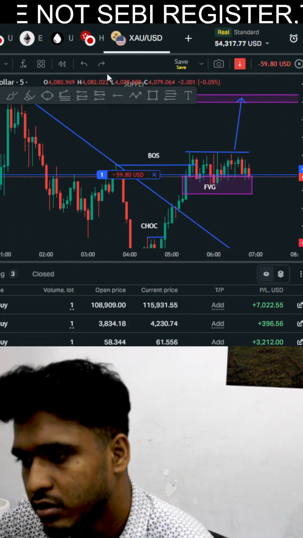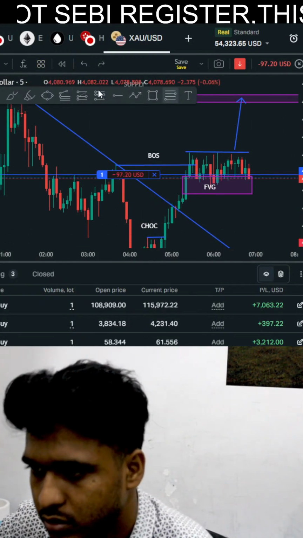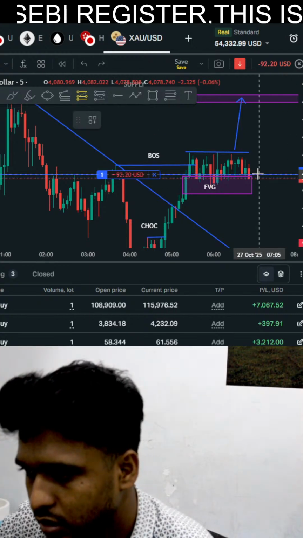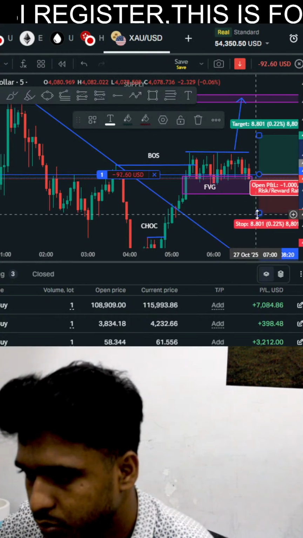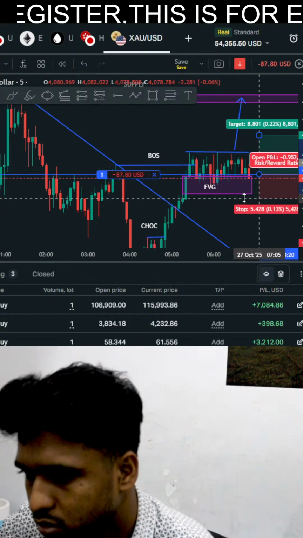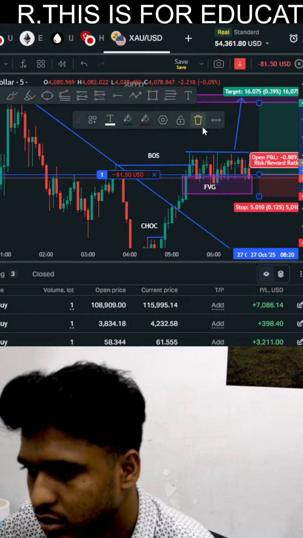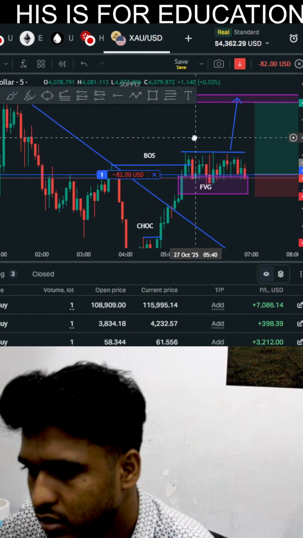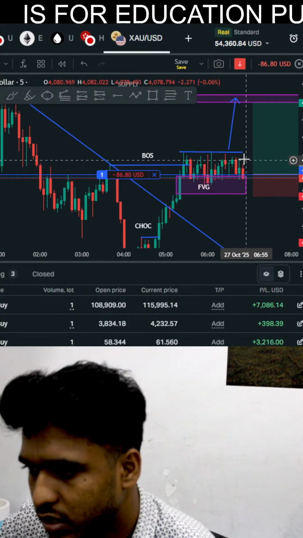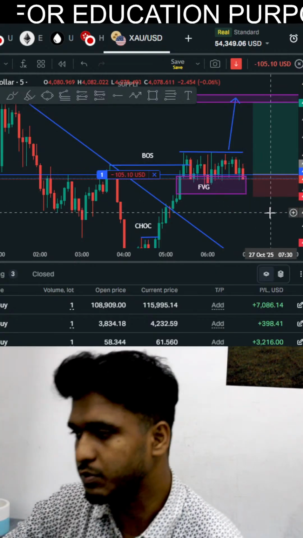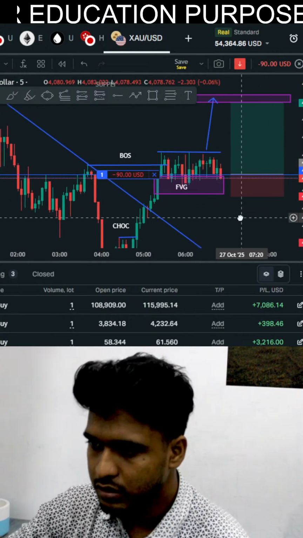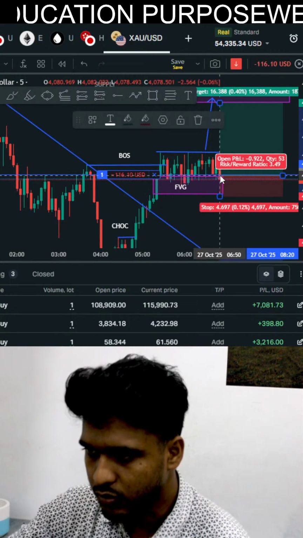Where is our long position? It's here, I took this trade, my SL will be below this zone and my target is here, and I'll try to book some partial when it comes to like 30 to 40 pips. Okay, just gonna check how much we are making.